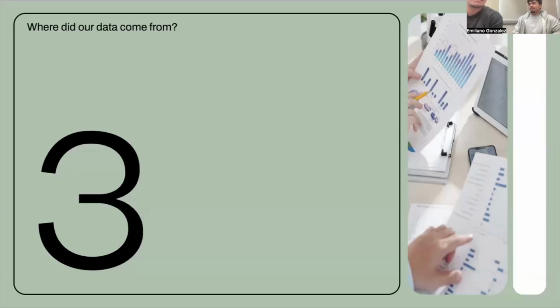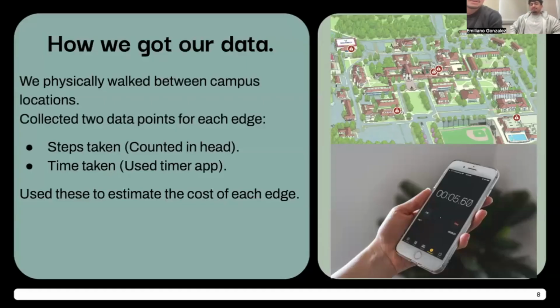So where did our data come from? We got our data by physically walking the walkways between campus locations. While we walked those walkways, we collected two data points. The first was steps taken, which we counted in our head and then recorded in a document. And then the time taken: we used the timer app on our phones to time how long it took, in seconds, for each walkway between locations. And then we used these to estimate the cost of each edge.